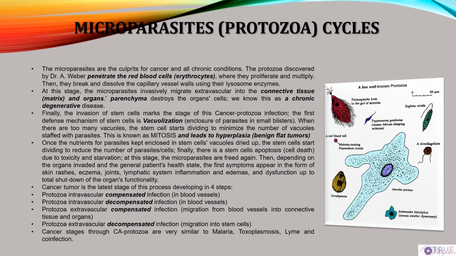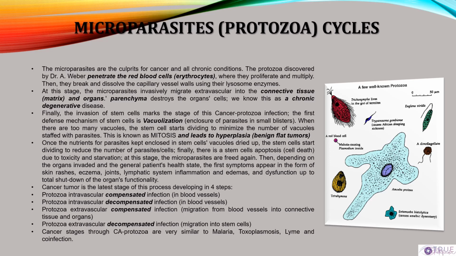So these microparasites of the protozoa type develop in 4 stages. In the first 2, they are inside of the blood vessels in the so-called protozoa intravascular compensated infection phase and the intravascular decompensated infection phase. Those 2 phases are not very dangerous, but if we suffer from that unbalanced milieu that we are discussing here, they can move into the 3rd stage, the extravascular compensated infection stage, where they migrate from the blood vessels into the connective tissue and the organs, and then finally into the 4th stage, the extravascular decompensated infection stage, where they invade your stem cells.